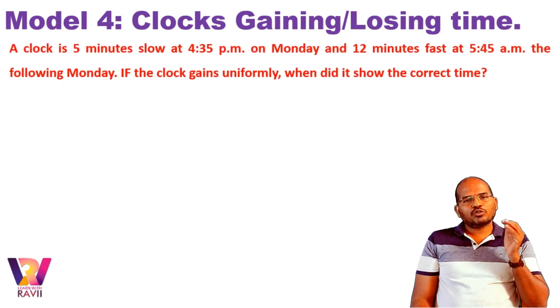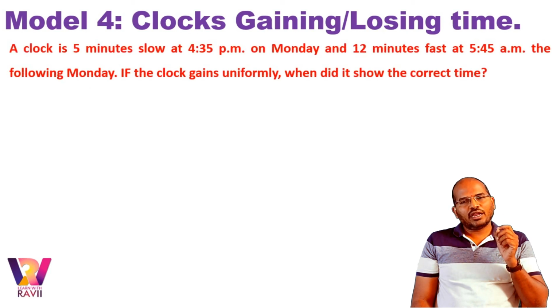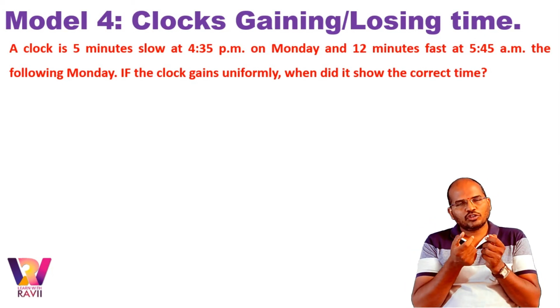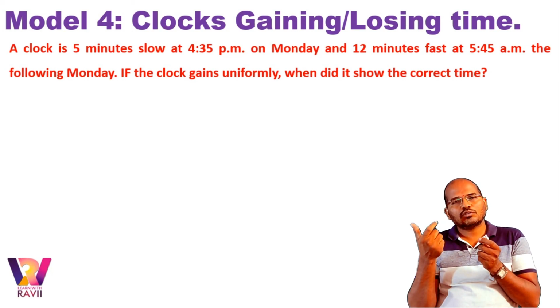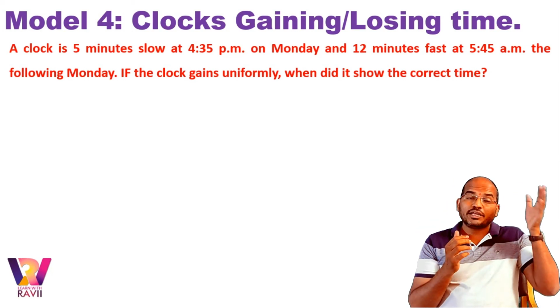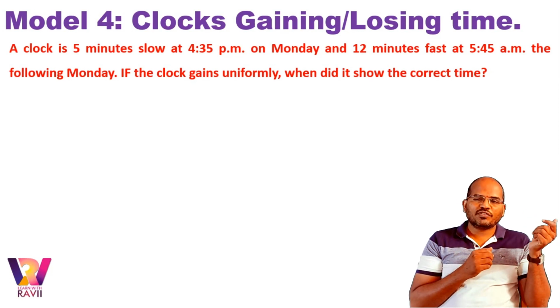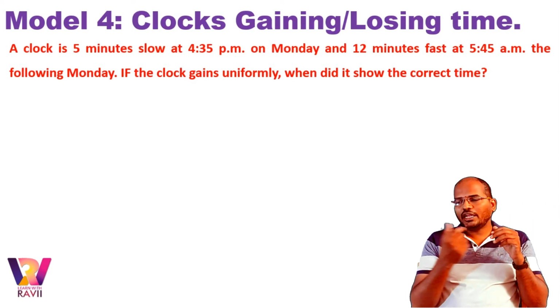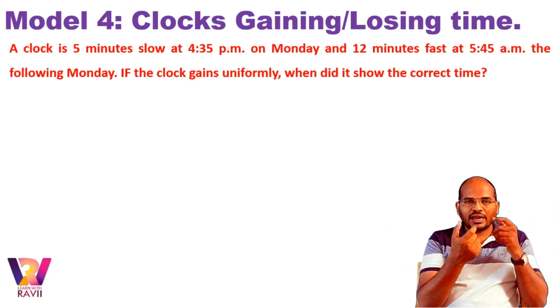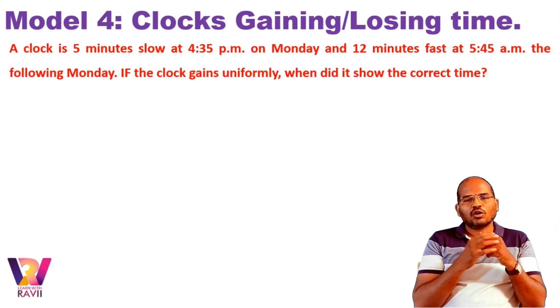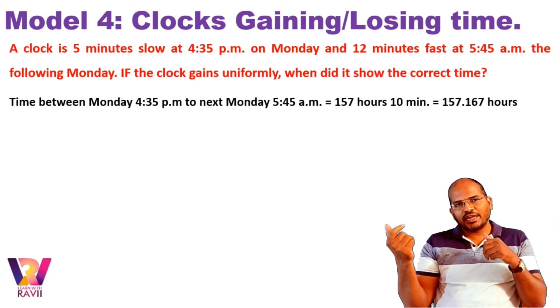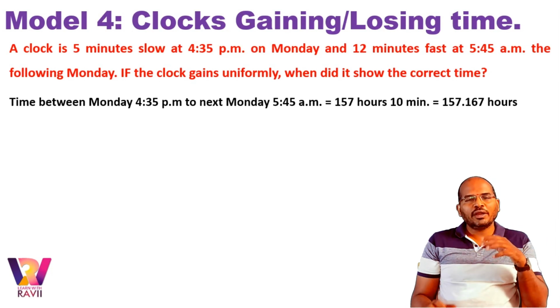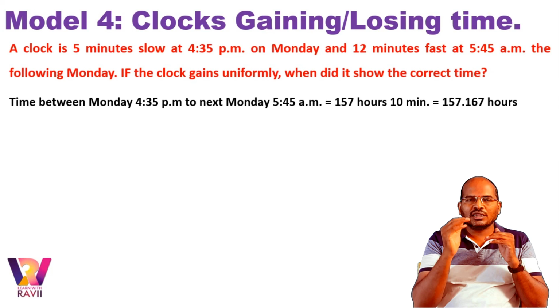a clock is 5 minutes slow at 4:35 p.m. on Monday and 12 minutes fast at 5:45 a.m. the following Monday. On a particular Monday, the time shows 4:35 p.m. but the clock is slow by 5 minutes. On next Monday, the time shown is 5:45 but the clock is 12 minutes fast. So to show 5:45, it should overcome this 5 minutes and it should gain the 12 minutes. He said the clock is gaining uniformly. So it should gain this 5 and this 12. So it means that the overall gain is how much? 17 minutes. Let us learn how it is done.